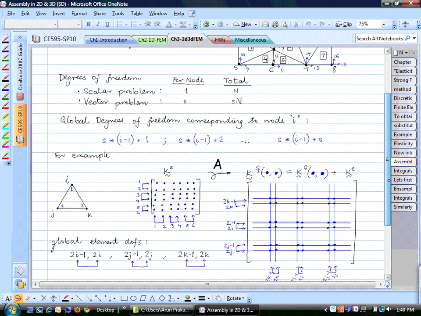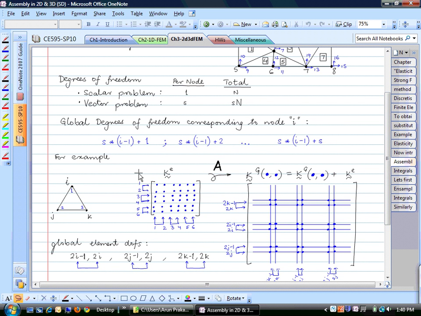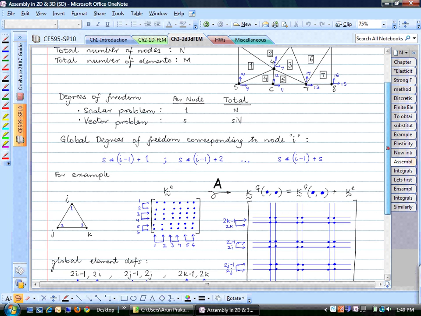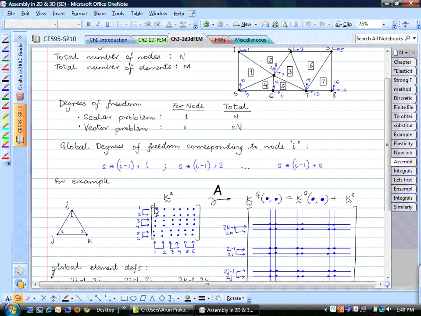And once you obtain this element stiffness matrix for elasticity, you will have a matrix that will be 6 cross 6. Obviously the reason is that each triangle has 3 nodes, and each node has 2 degrees of freedom. So there will be a total number of 6 degrees of freedom per triangle, okay? And maybe we can draw those degrees of freedom here.